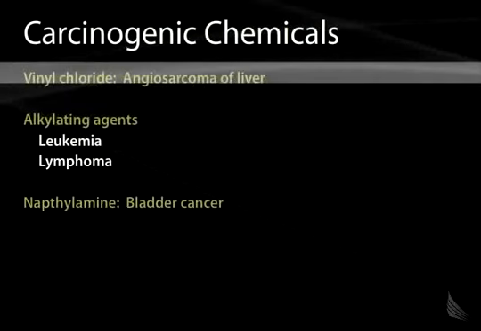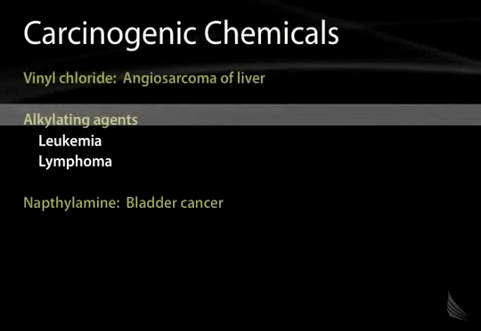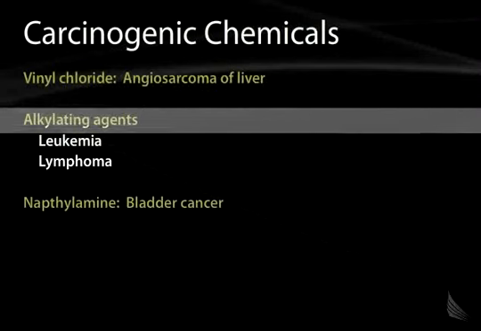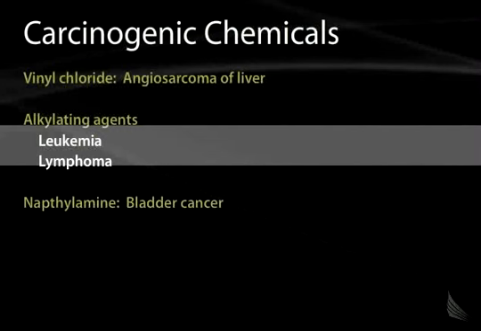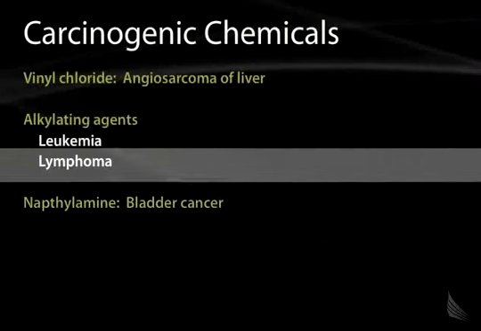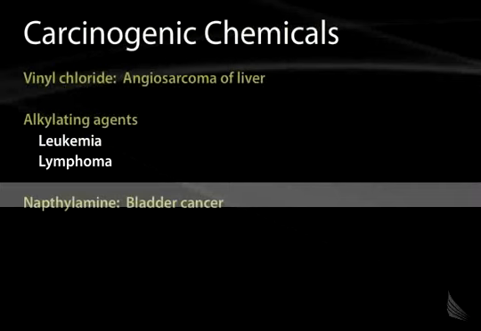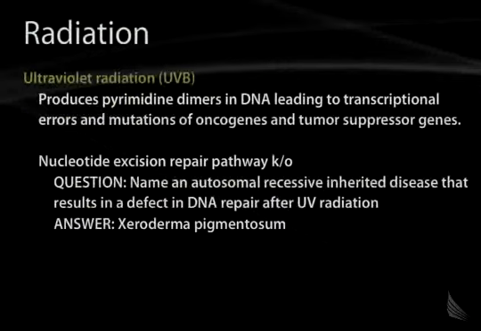Vinyl chloride is associated also with angiosarcoma of the liver, and various alkylating agents that one may use to treat other cancers as a form of chemotherapy can lead to the development of secondary tumors, particularly leukemias and lymphomas. Those people who are exposed to large amounts of naphthalene have been shown to have an increased risk of bladder cancer.